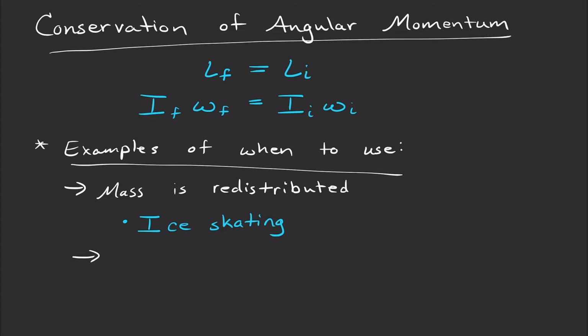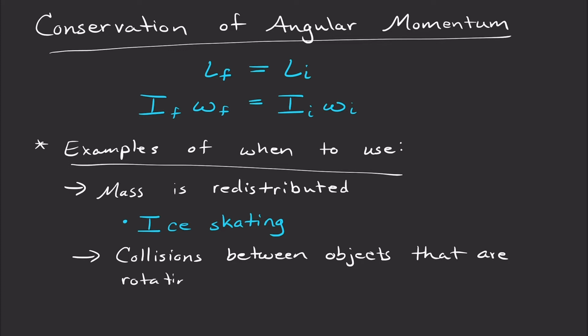Okay, you can also have an analog to collisions. So you can have collisions between objects that are rotating, or that rotate after a collision. So maybe they weren't rotating before, but they rotate after the collision.